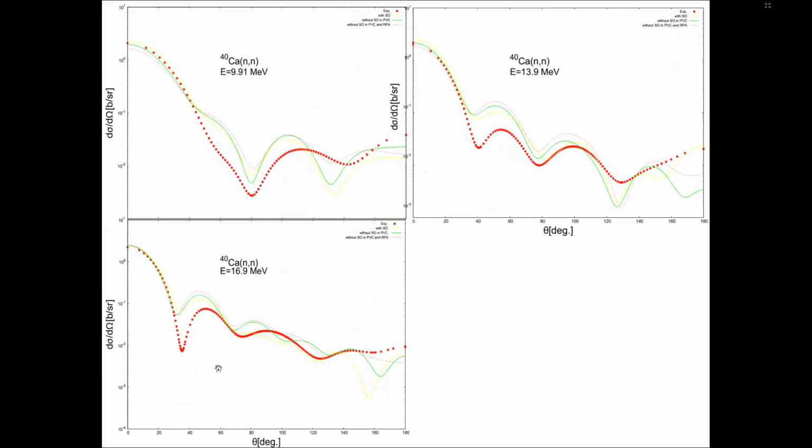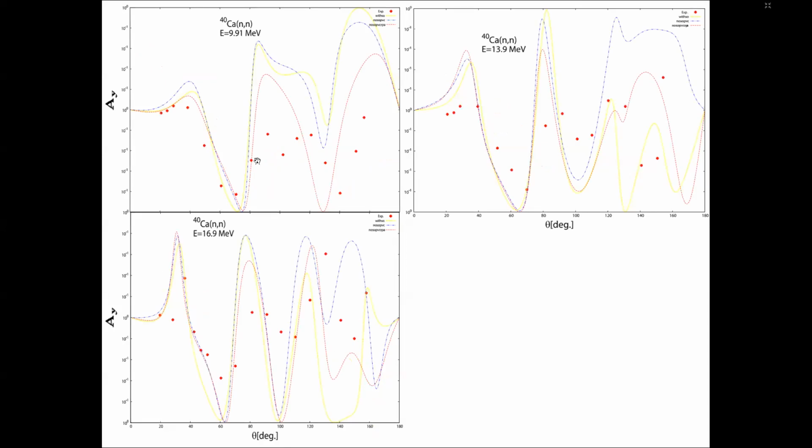Then I continue with calcium-40 at three energies: 9, 10 MeV, 14 MeV, and 17 MeV. At 14 MeV, the region of the giant resonance, you can see that yes, the yellow color is slightly better than the other. Okay. And then for the analyzing power, when taking into account the spin-orbit term, the analyzing power is not improved much.